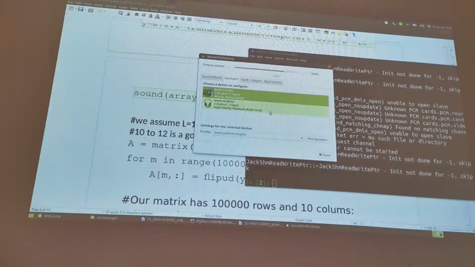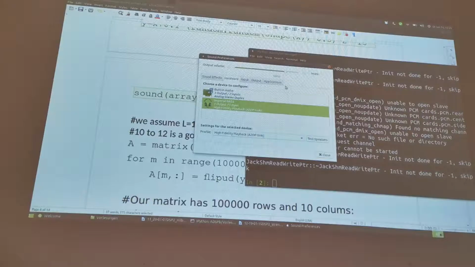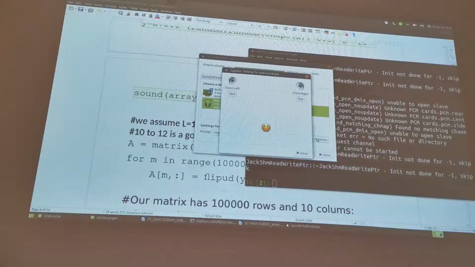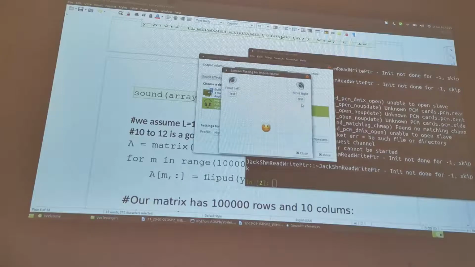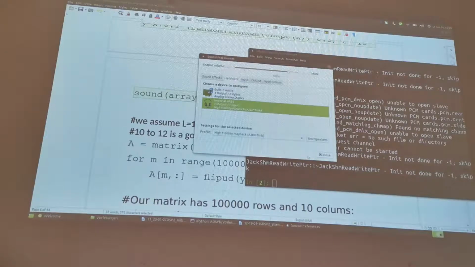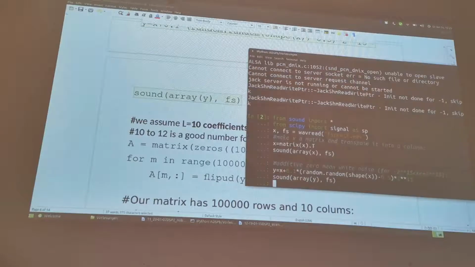Comes out of the wrong speaker. Front, left. It's okay. Okay. So, try that again.